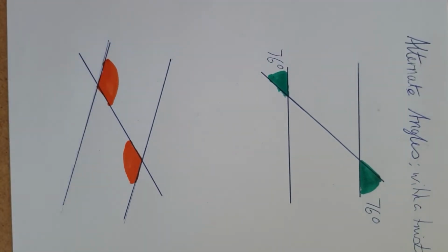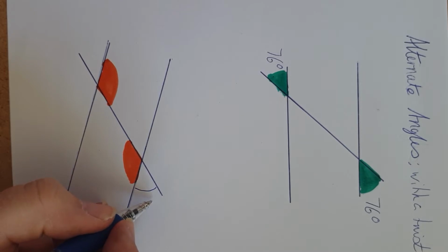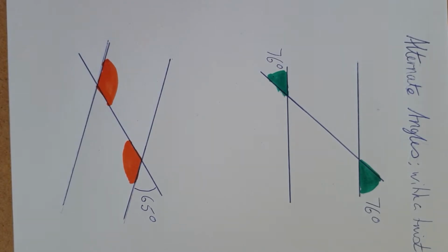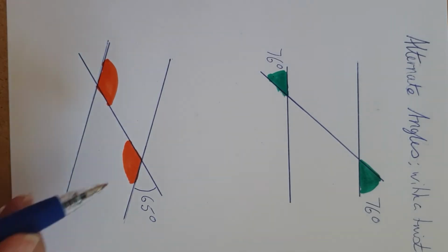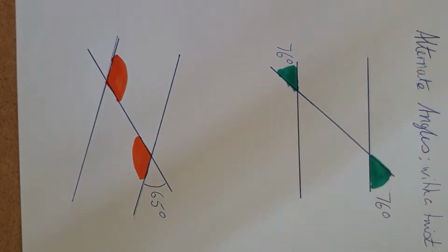Same principle here, but I'm going to be a meanie. I'm not going to tell you what the orange angle is. I'm going to tell you that this angle here is 65 degrees. How do we find this angle here? Give you a clue. It's all to do with a ruler.